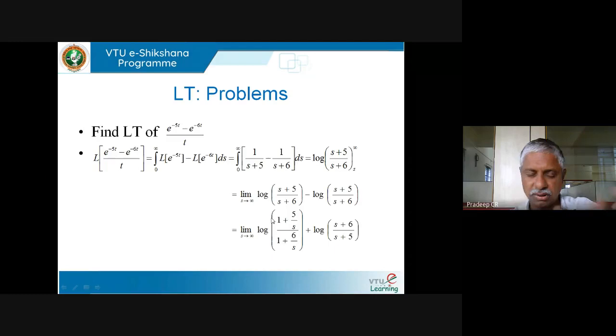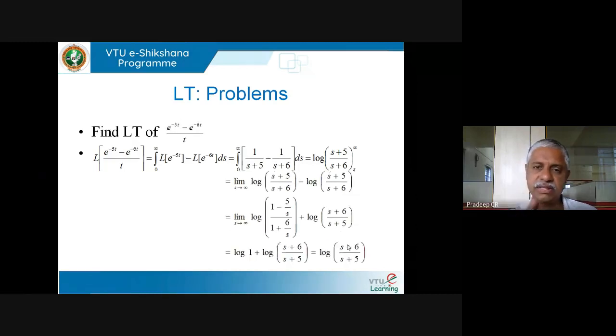This whole thing becomes 0. Sorry, I shouldn't say it goes for a 6. I don't need to write that. This becomes 0. So the answer is log of (s plus 6) by (s plus 5). So that's what it is, as you can see here on your screen.